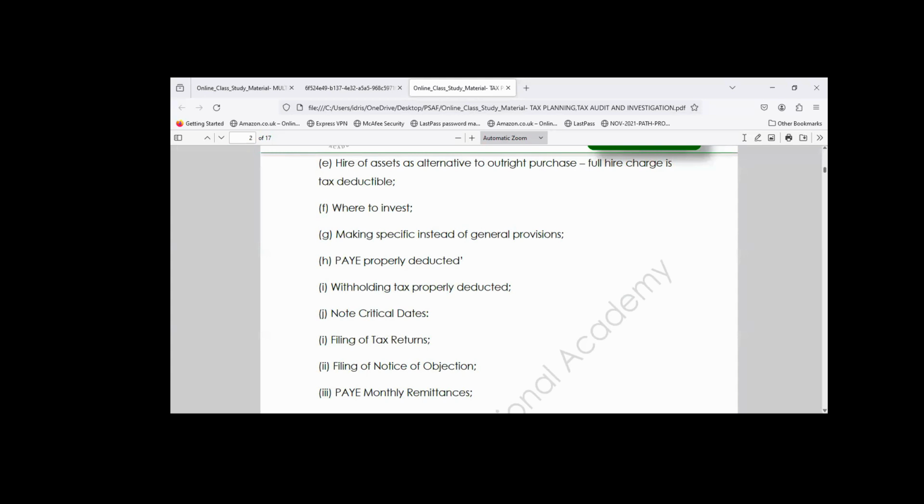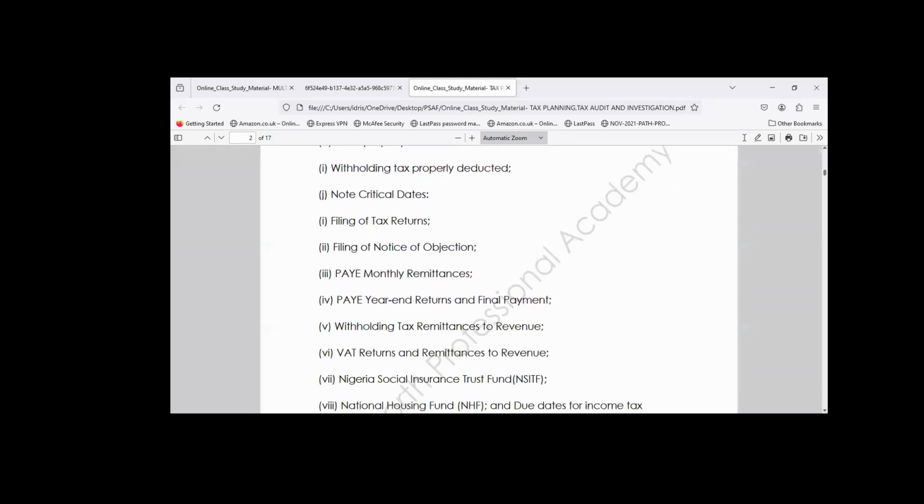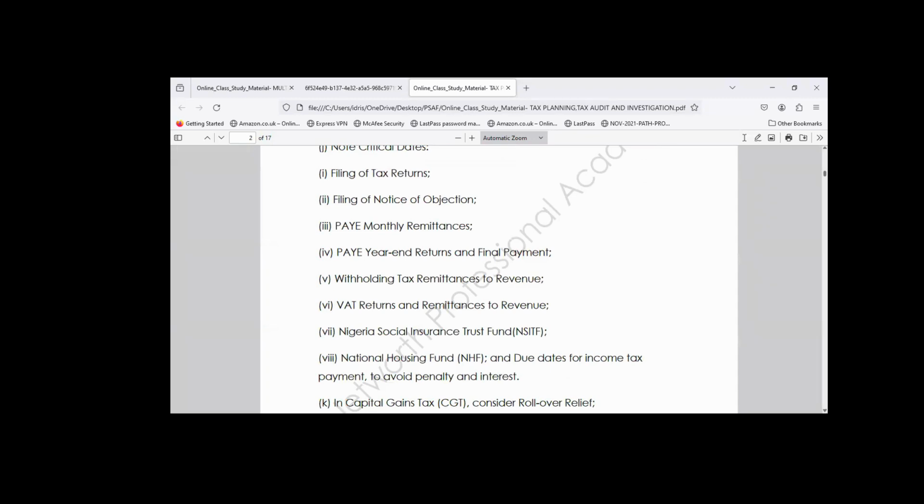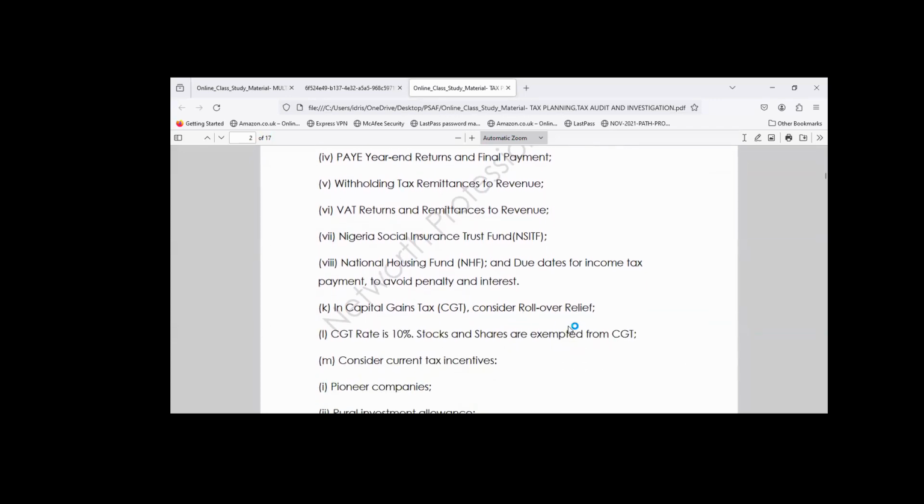Payee monthly remittance. Which time am I going to be remitting my payee? The law said our payee monthly remittance should be by the 10th of the following month. Secondly, VAT return and remittance. Which time am I going to be remitting my VAT? Secondly, National Housing Fund. Which time am I going to be remitting my National Housing Fund? National Social Insurance Trust Fund. Which time am I going to be remitting that? Secondly, you consider rollover relief.